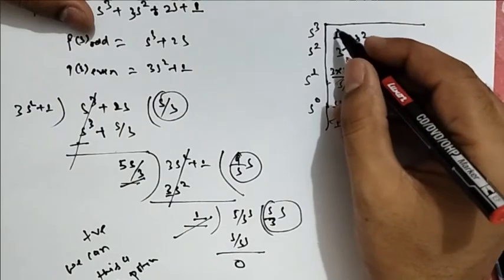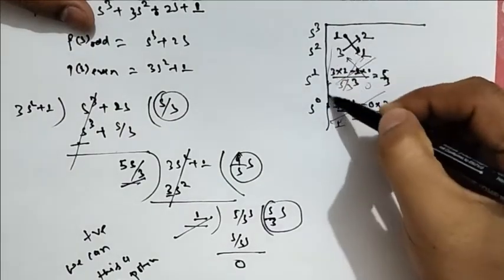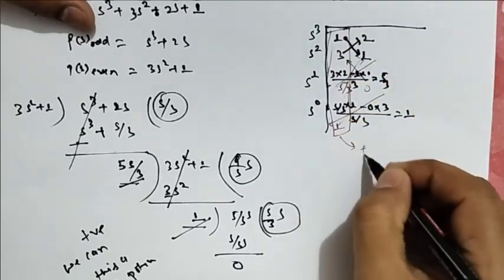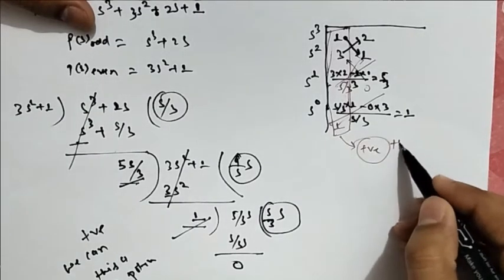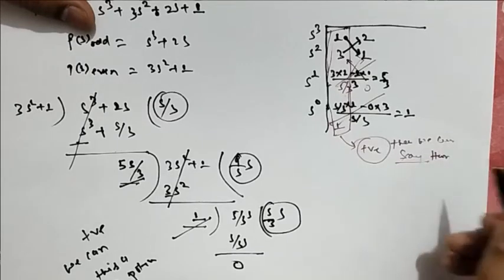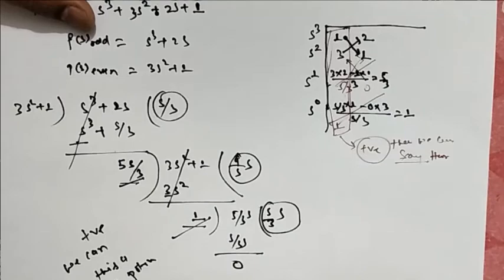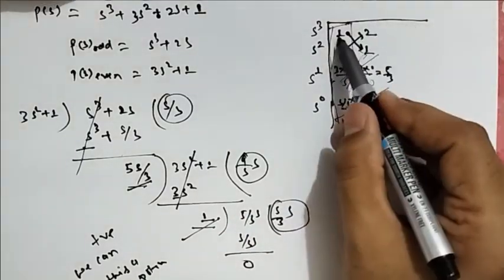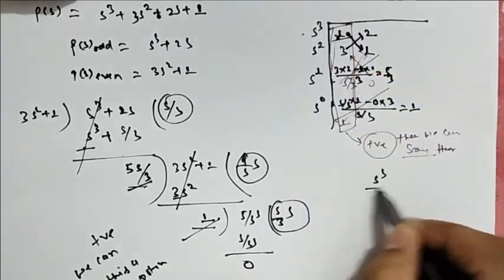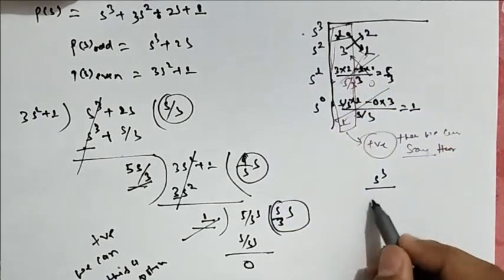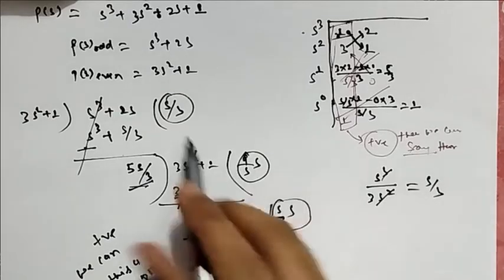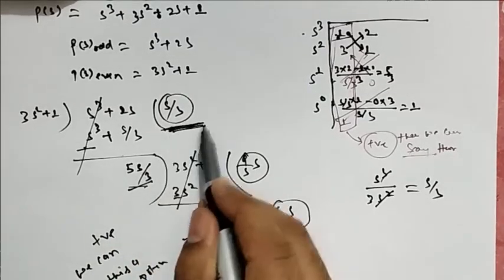Now you just see the first column: 1, 3, 5 by 3 and 1. If this is positive, then we can say this is a Hurwitz polynomial. Now if you see the relation between this and this, if you take the division of this one and this one, this will be s cube, 1 into s cube, and second term is 3s square. Now if I divide these two, what am I going to get? s by 3, and the same we are getting here, s by 3.